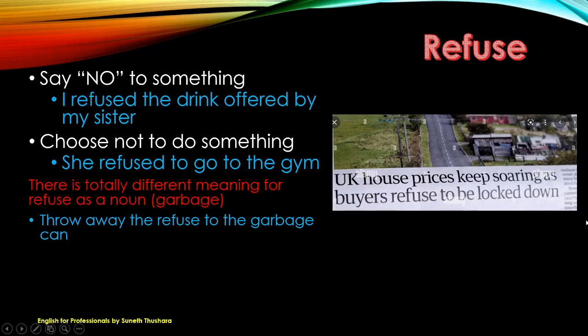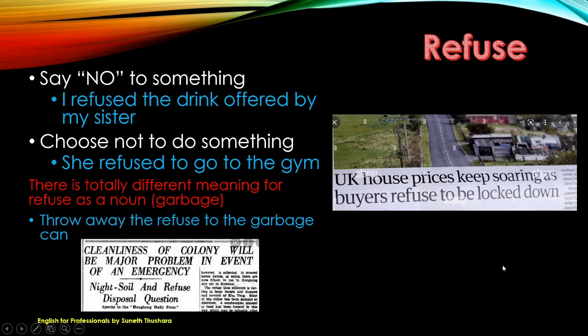Now I think everybody knows what refuse is, but still, please understand this properly because in the next slide I am going to tell you about reject and the difference between these two. Now this is another one from a very old newspaper. Cleanliness of colony will be major problem in event of an emergency. Night soil and refuse disposal question. Here the refuse means the garbage.